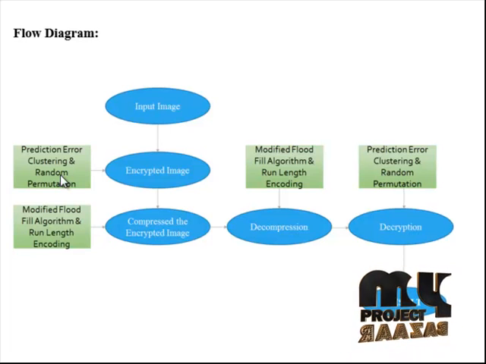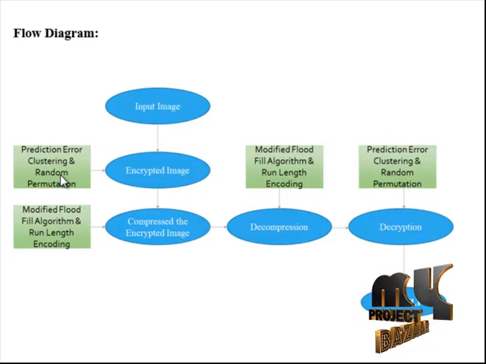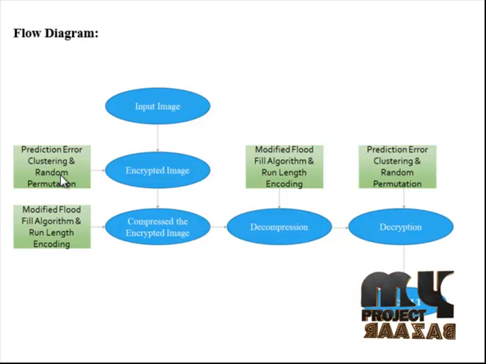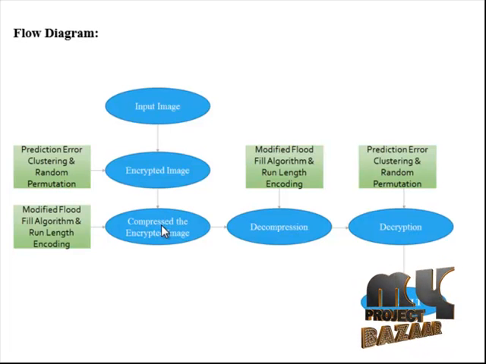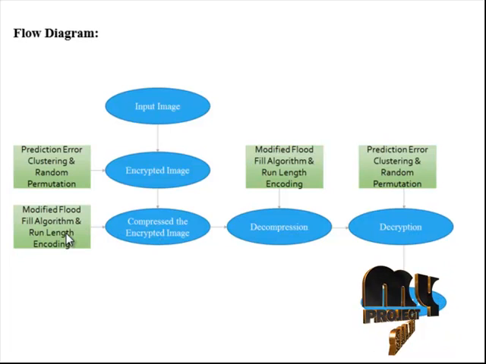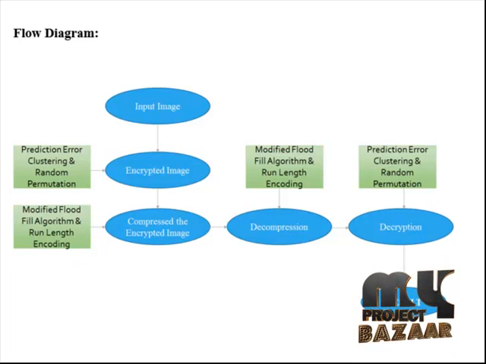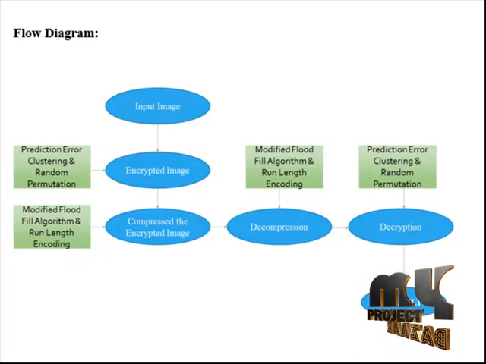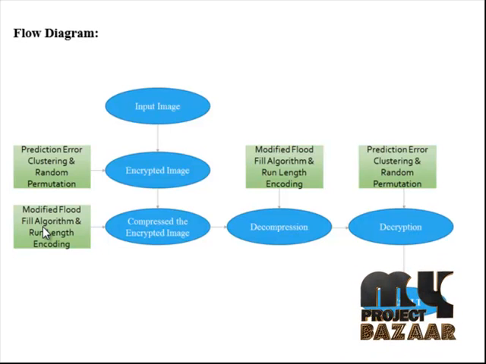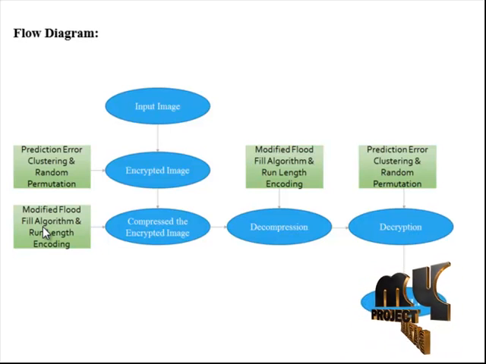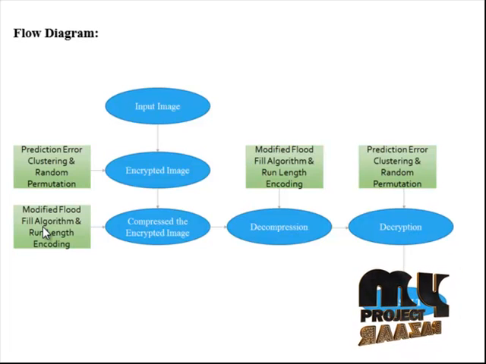The proposed technique is unique in that the key is generated with valid information about the values used in the encryption process. Next, the encrypted images are compressed with the help of the modified flood-filled algorithm and run-length encoding. In the modified flood-filled algorithm, this algorithm finds out which neighbor pixels belong to some region, as well as the characteristics of pixels in the image.